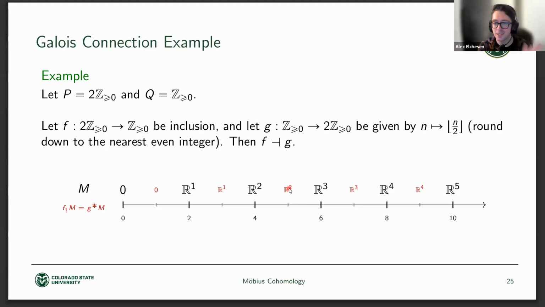Same thing at 5. Look at every even integer less than 5, and I take the largest one. That's going to be the limit. So that gives us an R2 and so on. So you're looking left. This is the left Kan extension. But that really is exactly the same as rounding down and then evaluating M at the rounded down point. So if I'm at 5, I round down, which means apply G, and then evaluate at 4. Right.